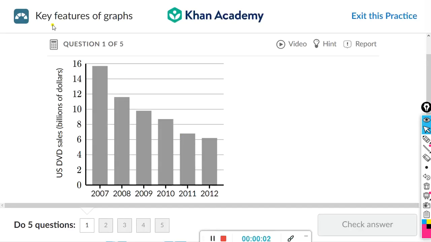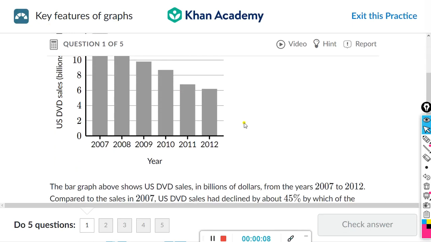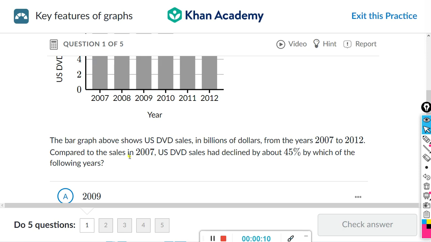This will be for the Khan assignment, key features of graphs. This is in the SAT math section. So it says, these are, as always, a little too wordy. I usually try to skim the paragraph and look for the important information.